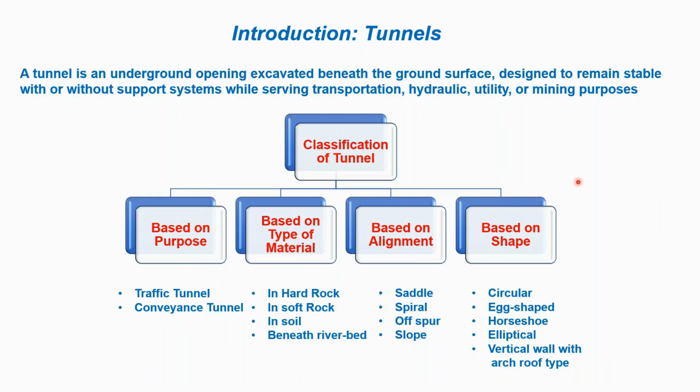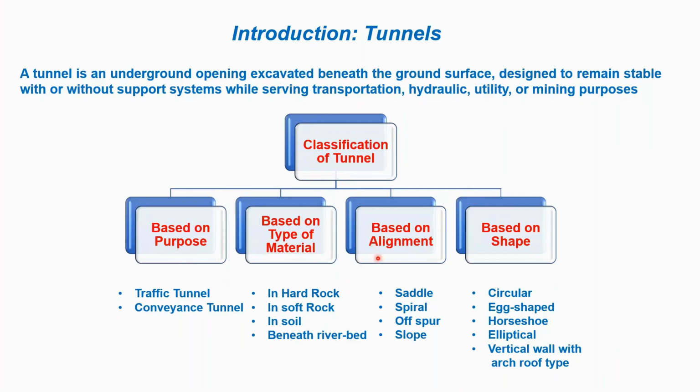A tunnel can be classified in several ways. First, based on their purpose, we have traffic tunnels used for roads, railways, and metros, and conveyance tunnels used for water supply, hydropower, sewerage, and utilities. Second, based on the type of material through which they are excavated. Tunnels may be constructed in hard rock, soft rock, soil, or beneath river beds and other challenging geological conditions. The ground conditions often govern the excavation method and support requirements.